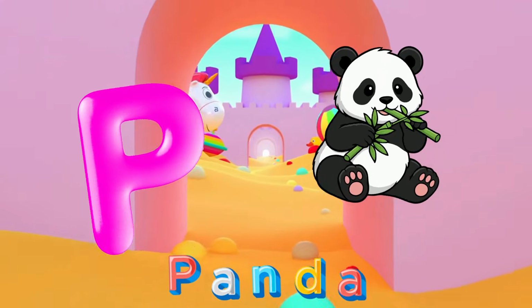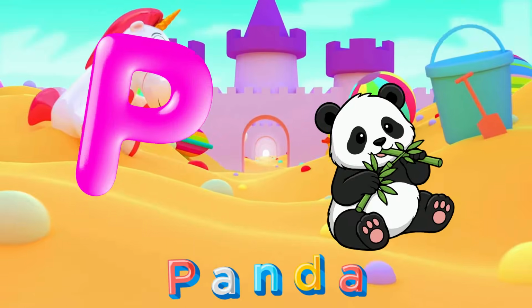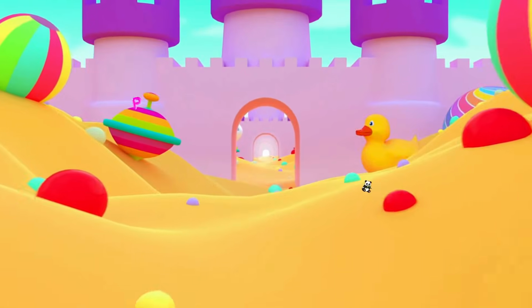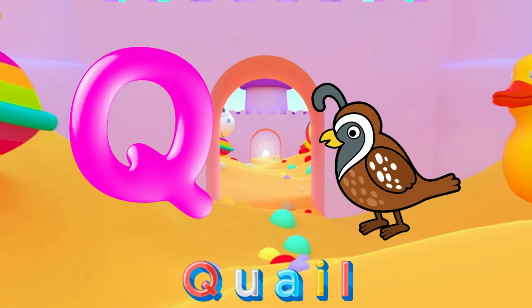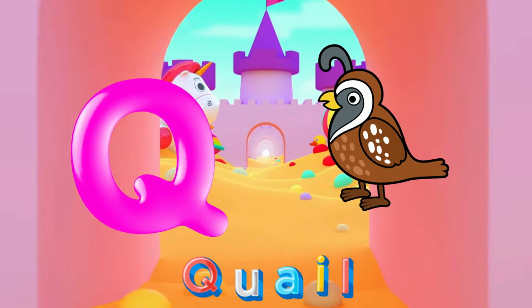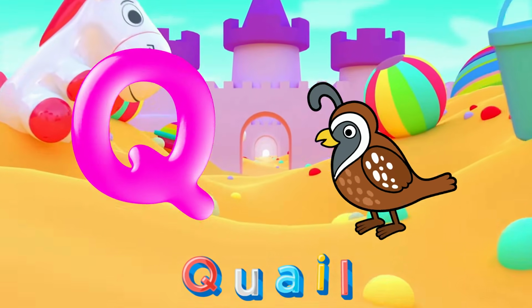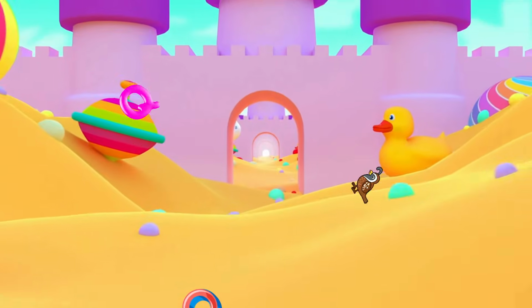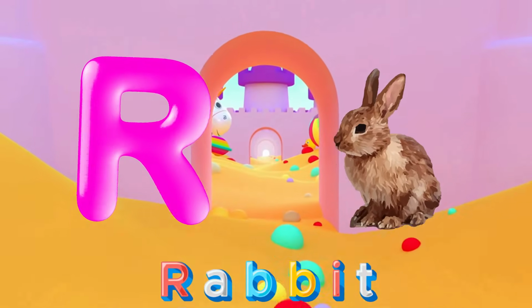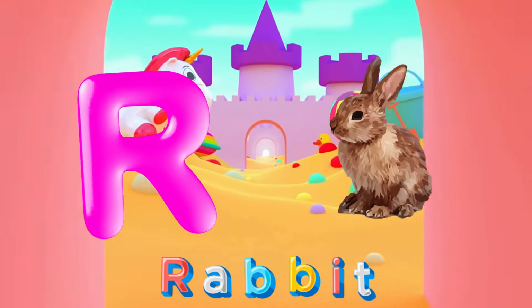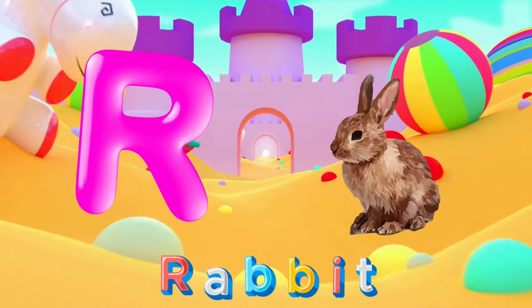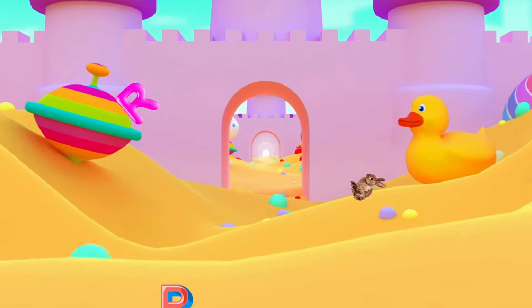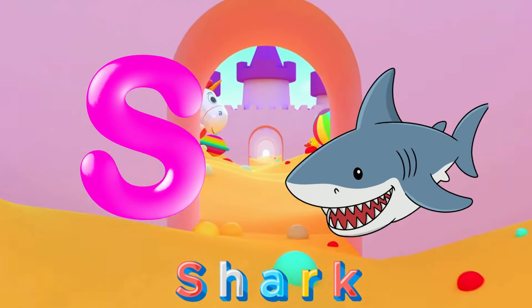P is for panda. Q is for quail. R is for rabbit. S is for shark.